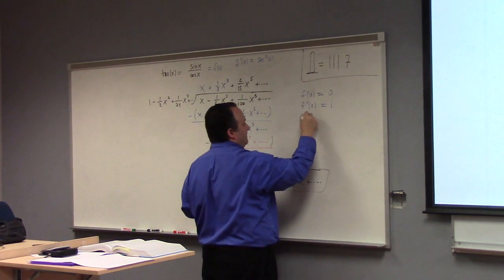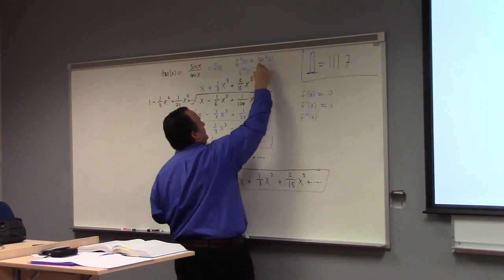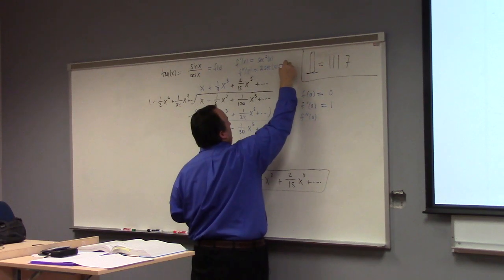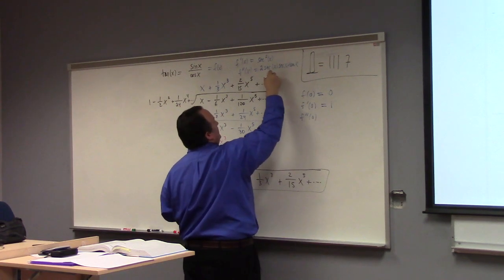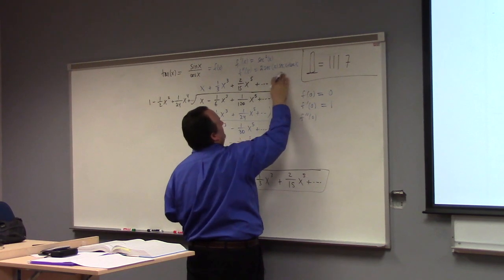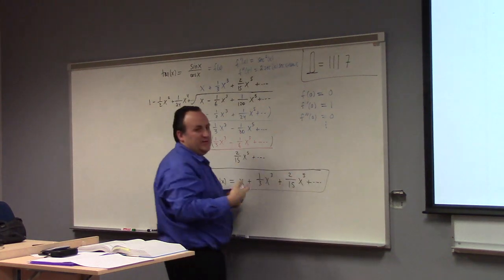What's f double prime of 0? Well, what's f double prime of x? It's 2 secant x tangent x, plus, I feel like I did this already. My bad, guys. Oh, that's it, right? So that's 0. You see where this is going. I mean, you could do this.